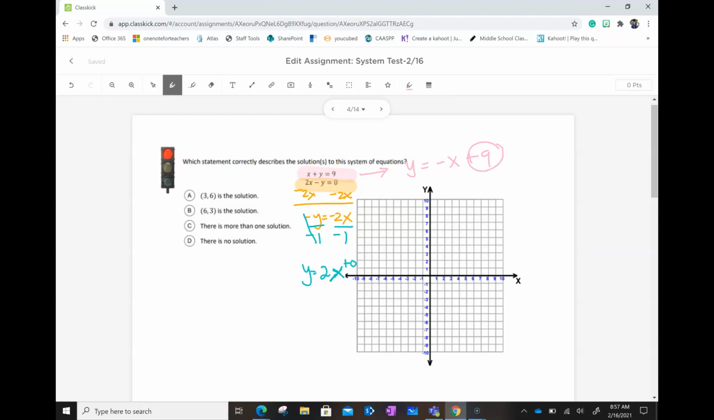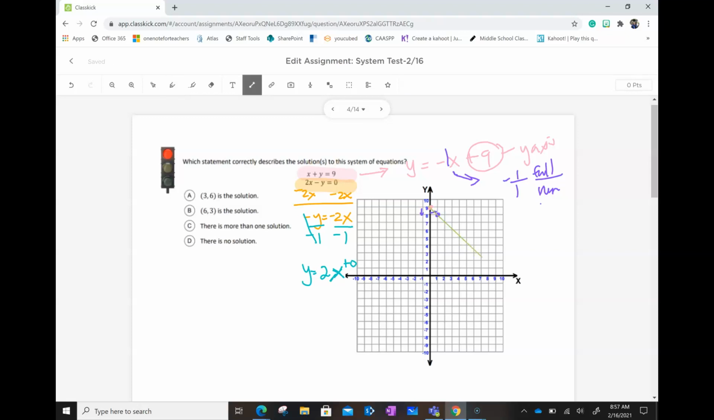9 is my y-axis, and it's a negative x. So if you really remember, when there's a negative in front of the x and there's no number, technically it's a 1. So that means my slope is negative 1 over 1, which I'm going to fall 1 and I'm going to run 1. So I'm going to fall 1 and I'm going to run 1. My new point is there.